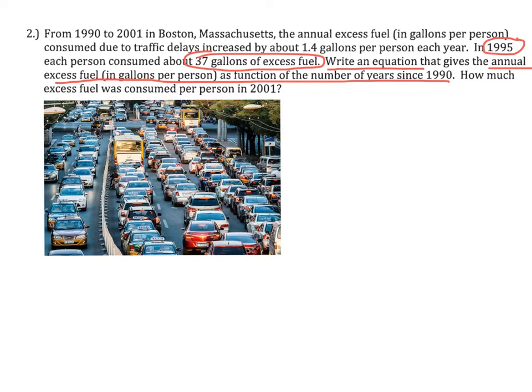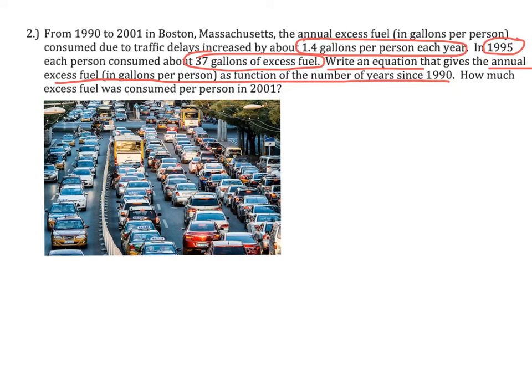And we also know that the amount increased by 1.4 gallons per person each year. So every year the amount is increasing by 1.4 gallons. So in this situation, I know my rate of change. I know my rate of change is 1.4 gallons per person each year. Every year it's going up by 1.4.